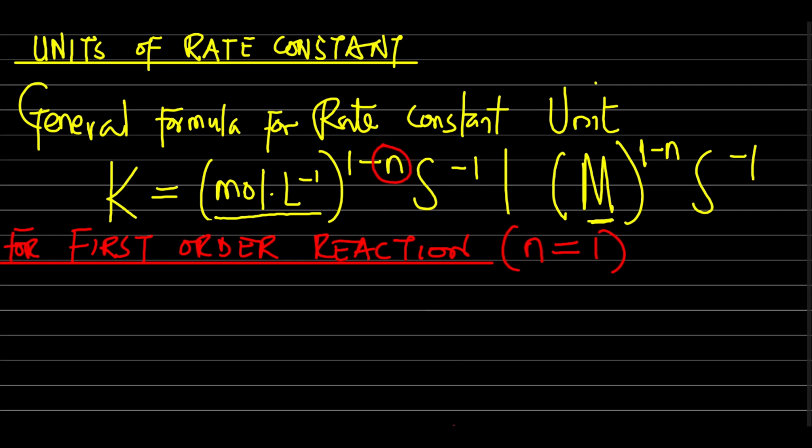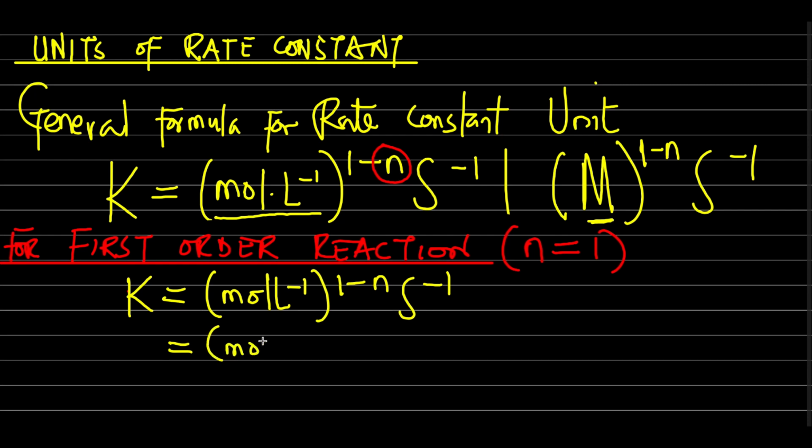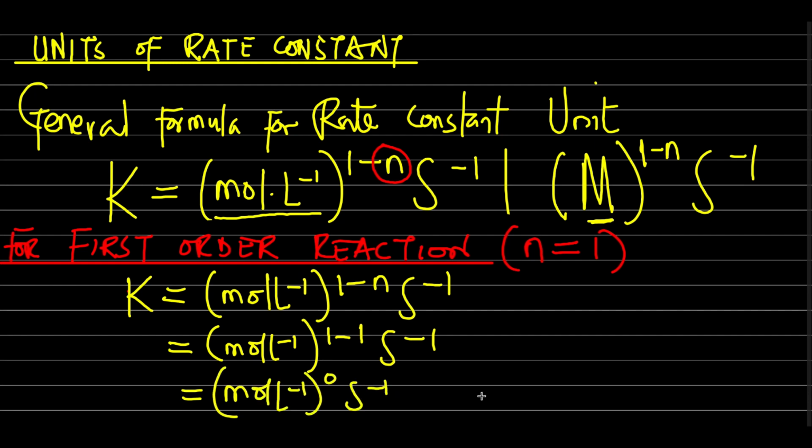So this becomes K (1 minus 1). Now 1 minus 1 is 0, so this becomes M to the power 0 per second, which becomes per second. So the unit of rate constant for first order reaction is per second.